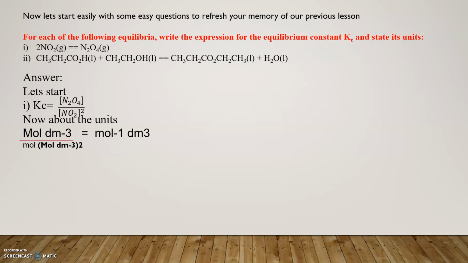For the first one, for each of the following equilibria, write the expression for the equilibrium constant, Kc, and state its units. Okay, so let's take the first one. This is the equation that you have. And of course, as you know, Kc equals the concentration of products divided by the concentration of reactants.